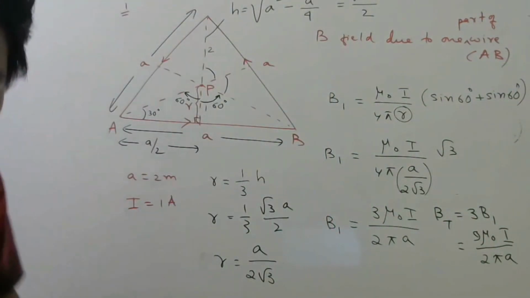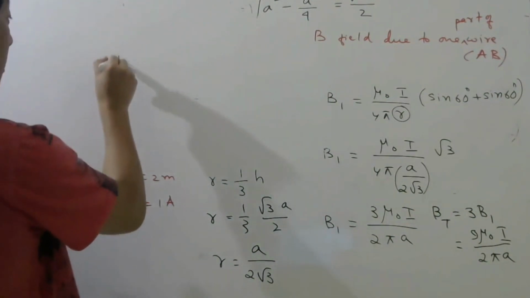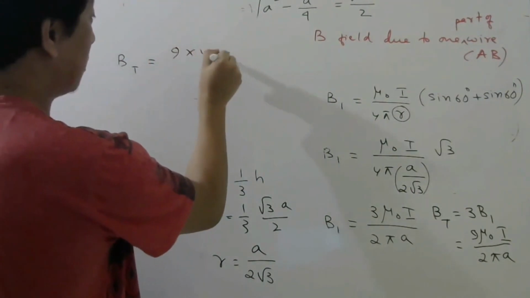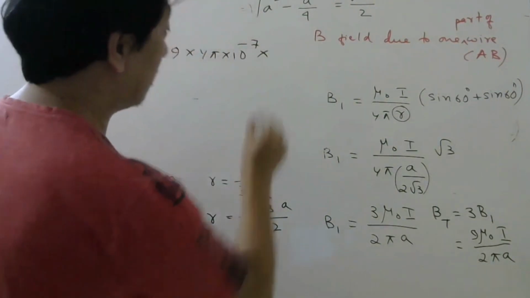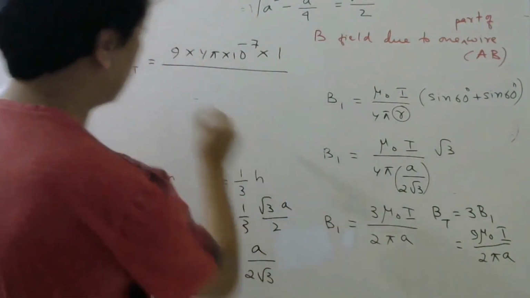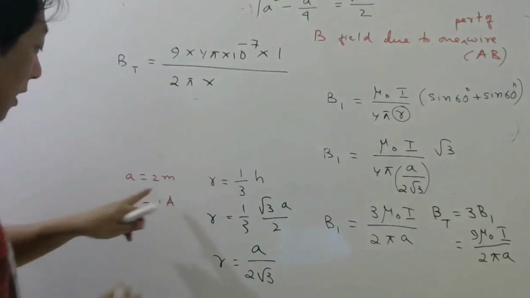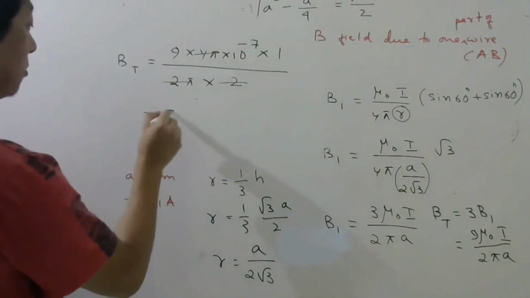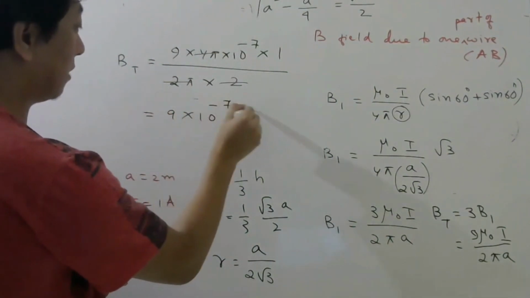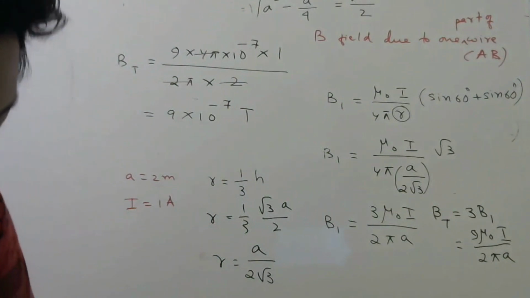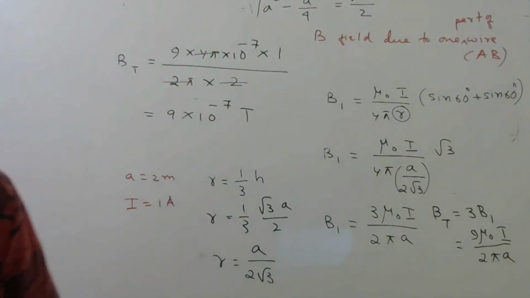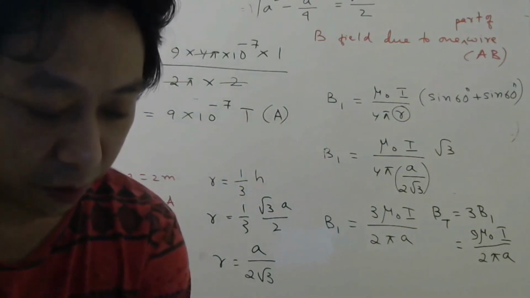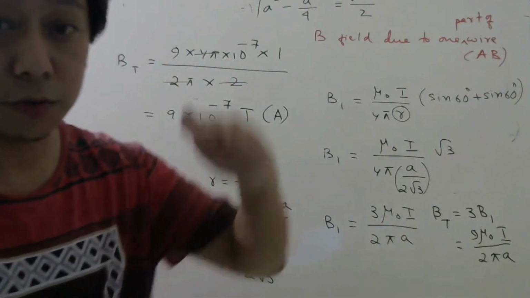Now if you substitute the values which are given, total magnetic field is 9, mu naught value is 4 pi into 10 power minus 7. Current is given as 1 ampere, 2 pi, and what was the side? Side was 2 meter. So 2 2s are 4, so this 4 pi will cancel with 4 pi, so 9 into 10 power minus 7 Tesla. Okay, so which option it matches with? Option A. Fine. So simple application of the formula of magnetic field due to finite wire.